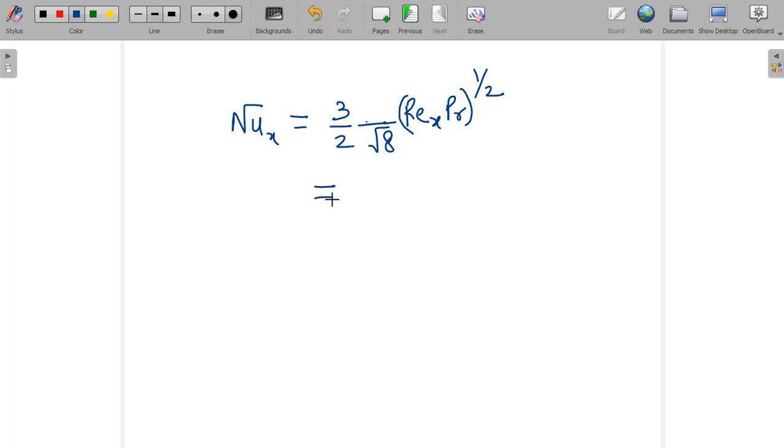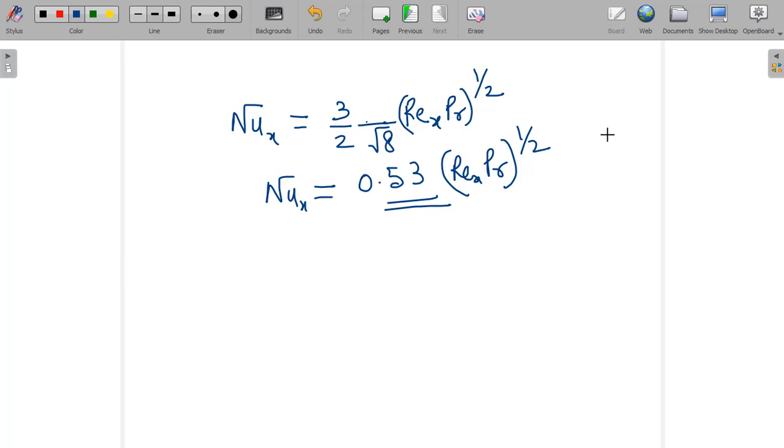Now if you simplify this, 1.5 divided by square root of 8 comes to 0.53. So Nu x is 0.53 Rex into Prandtl to the power half. This is the expression of the local Nusselt number that we are getting. But remember, this is the approximate solution. If you want to compare with the actual solution, this constant is not 0.53, it is 0.565.